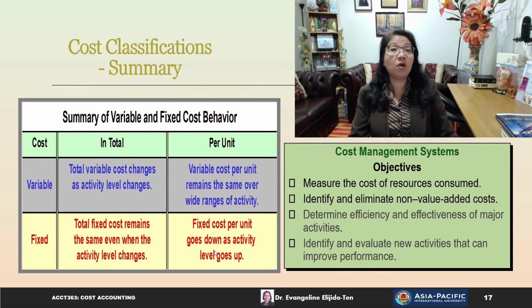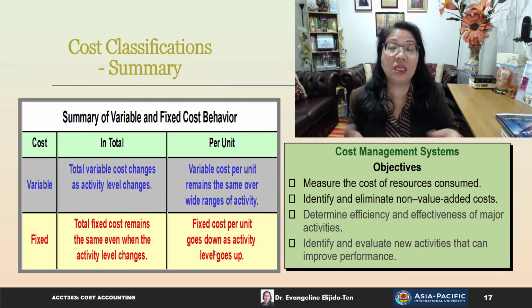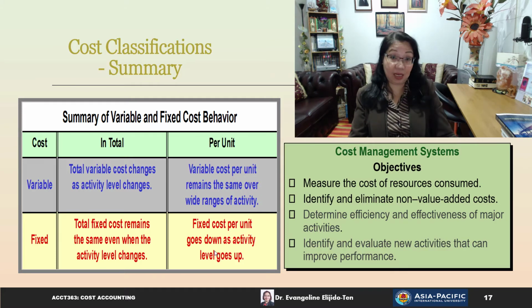Third objective of CMS, or cost management system, is to determine efficiency and effectiveness of major activities. Again, so that we can be more efficient in our cost management. And finally, it aims to identify and evaluate new activities that can improve performance. This will help the company to be at the forefront of innovations in terms of their processes, in terms of production, and also remain competitive in the market.